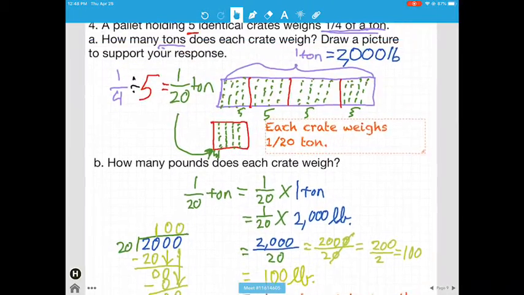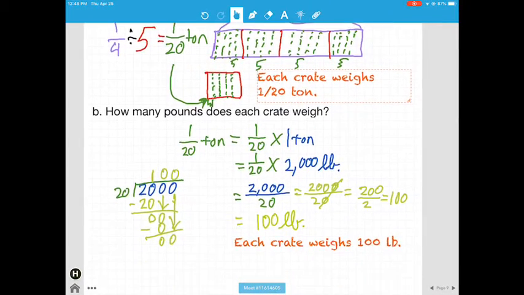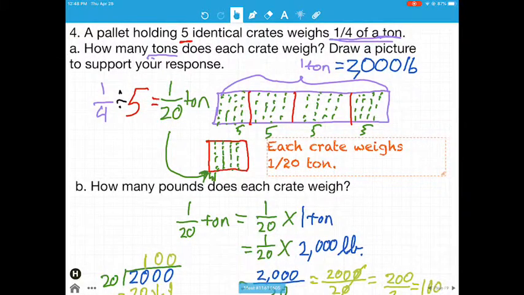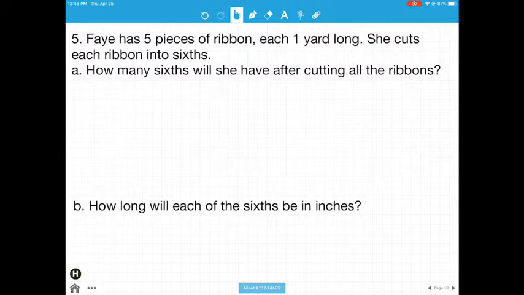All right, so first we found the fraction and then we found the pounds. We changed the measurement. All right, so here we have, Faye has 5 pieces of ribbon, each 1 yard long. So each of the 5 pieces is 1 yard long. She cuts each ribbon into 6. How many 6 will she have after cutting all the ribbon?